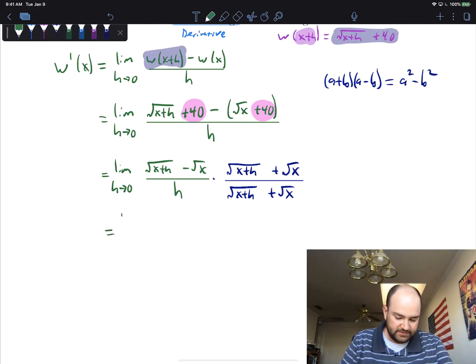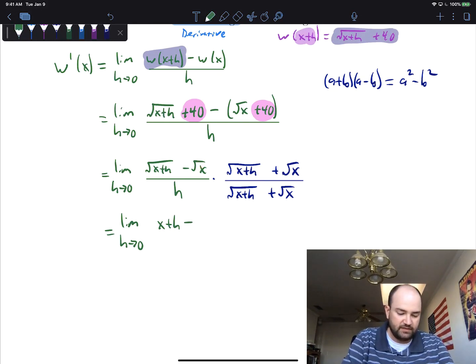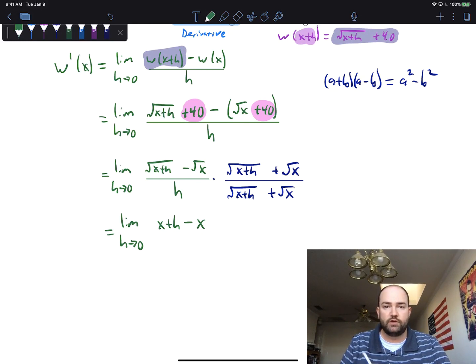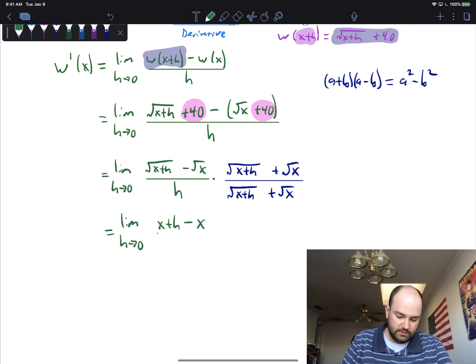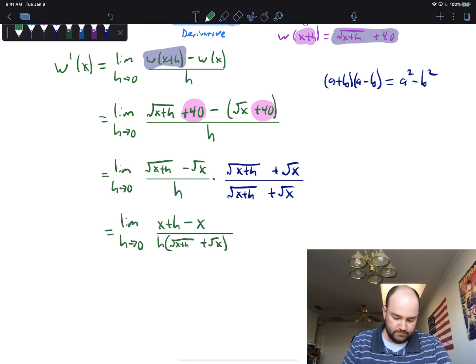So this is going to give us the limit as H goes to 0. Square this just leaves us with X plus H, and then subtract off the square of this, and that leaves us with X. In other words, square root of something squared is that something. Then all over H, and then times square root of X plus H, and then plus the square root of X. Awesome. Now notice this X and that X cancel each other. And then notice that you have an H in the numerator and the H in the denominator. Those two cancel as well.